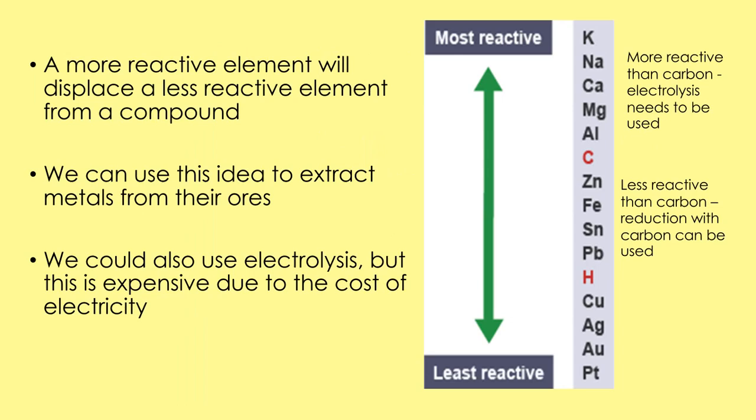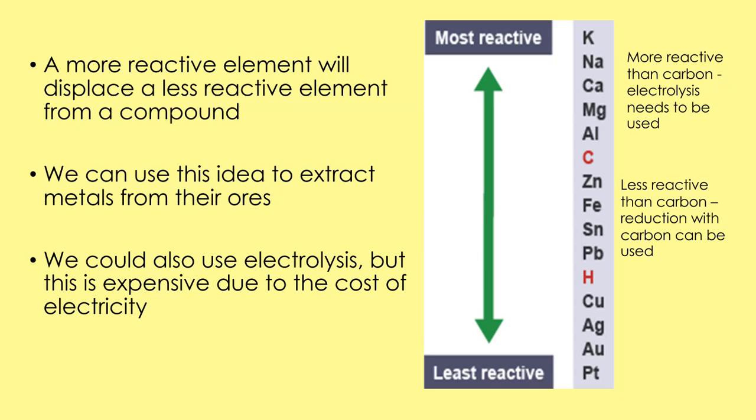So why is this important? When we're talking about extracting ores, as we've said, a more reactive element is going to displace a less reactive element. We can use this to extract metal from its ores. Carbon's quite cheap and very abundant, so we can use carbon to extract some metals from their ores. But we can only do this if carbon's more reactive than the metal that we want to extract.